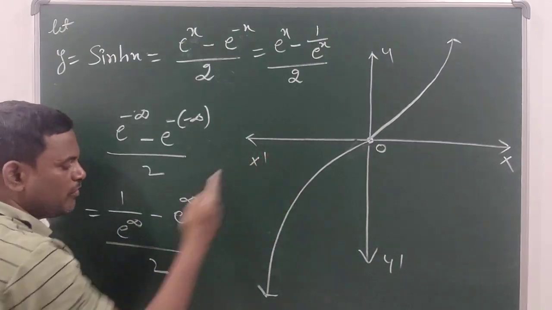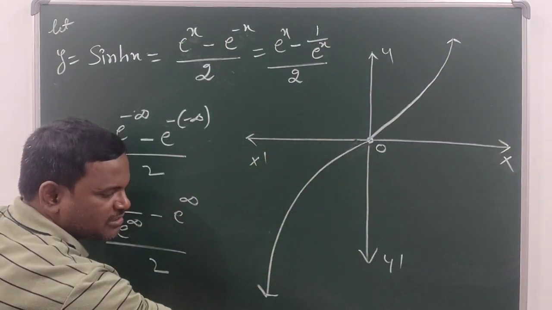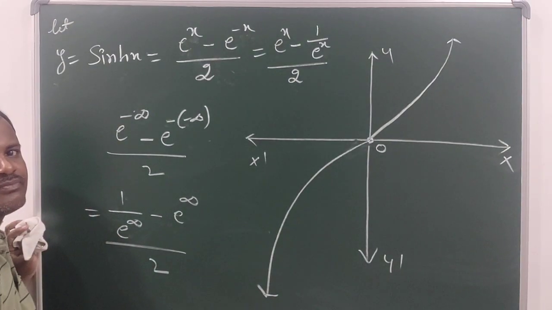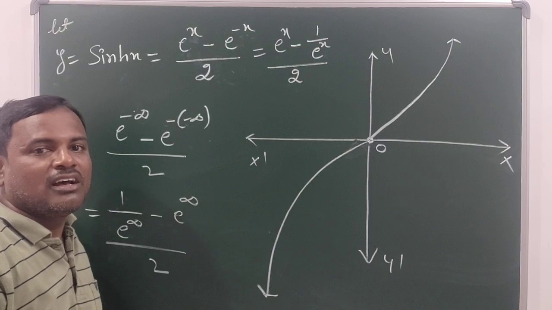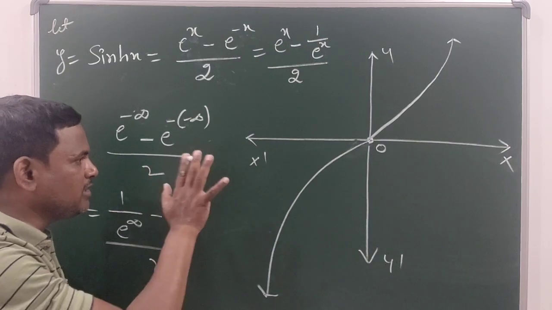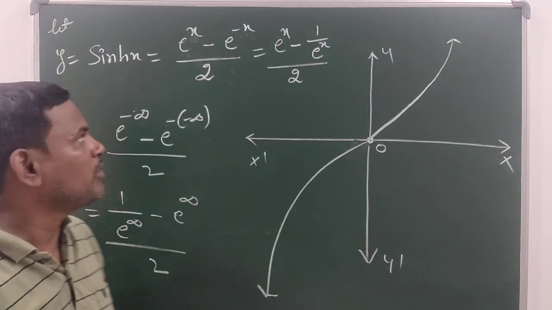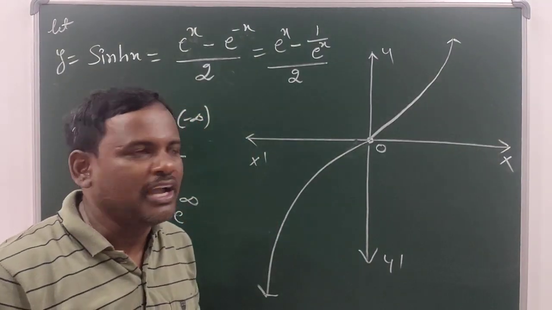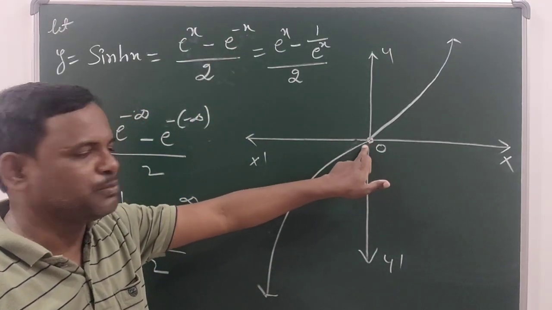Okay, so where do we have negative infinity on this graph? On the y-axis, somewhere else. Okay, so this is the graph of sinh x. I hope you have understood how I have drawn this graph. So first, what did I do? I kept x as 0, so whose range became 0, that is this point.